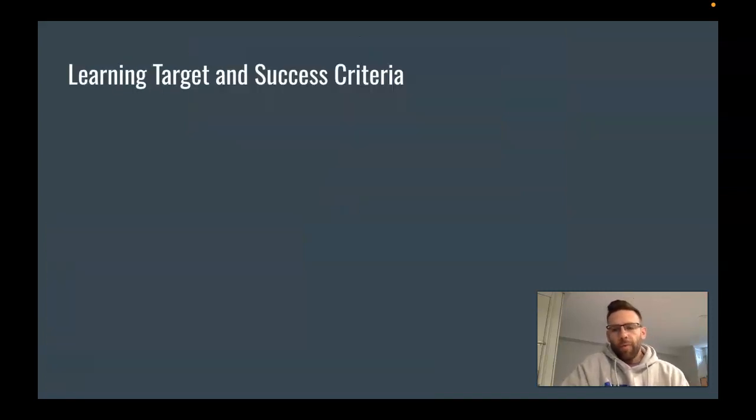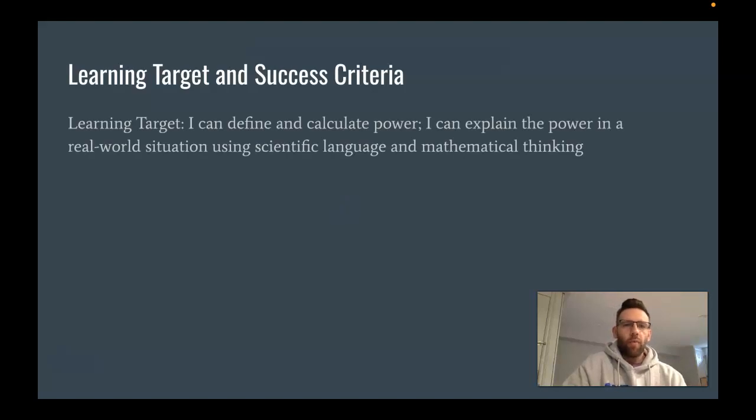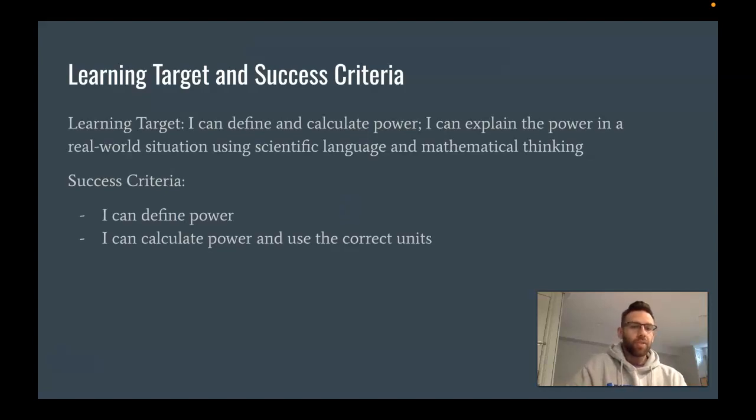All right, so what do I want you to learn, and what am I looking for? Your learning target: I want you to be able to define and calculate power and explain the power in a real world situation using scientific language and mathematical thinking. Try to break that down. What exactly would you be doing? Well, I want you to be able to define power. If I ask you what is power, I want you to be able to tell me a definition. I want you to be able to calculate power and give me the correct units, which are watts.